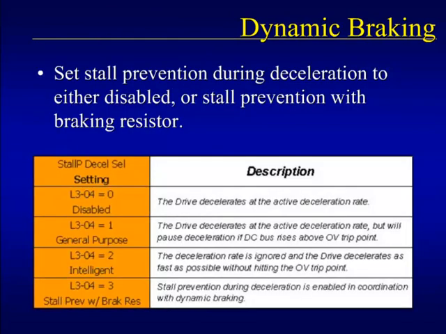The drive comes equipped with a stall prevention that is used to limit deceleration when the DC bus rises too high. This function must be shut off when using dynamic braking, or else the drive will not fully allow dynamic braking to perform its duty. To disable stall prevention during deceleration, set parameter L304 to setting 0 or setting 3. Setting 3, stall prevention with braking transistor, allows the drive's stall prevention to work in conjunction with the dynamic braking function.